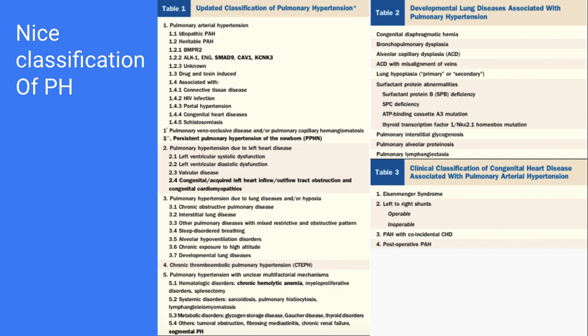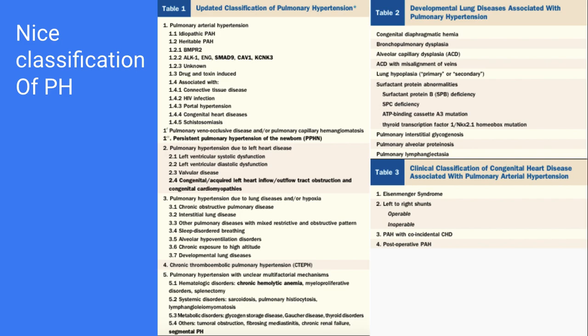Some of the pulmonary hypertension due to lung diseases and or hypoxia include COPD, interstitial lung disease, some restrictive and obstructive pulmonic diseases, sleep disordered breathing, alveolar hypoventilation disorders, chronic exposure to high altitude, as well as developmental lung diseases. CTEPH just stands for chronic thromboembolic pulmonary hypertension. And then some multifactorial mechanisms include a lot of hematologic disorders like hemolytic anemia, myeloproliferative disorders, and splenectomy. And there are other things you can read on the bottom as well.